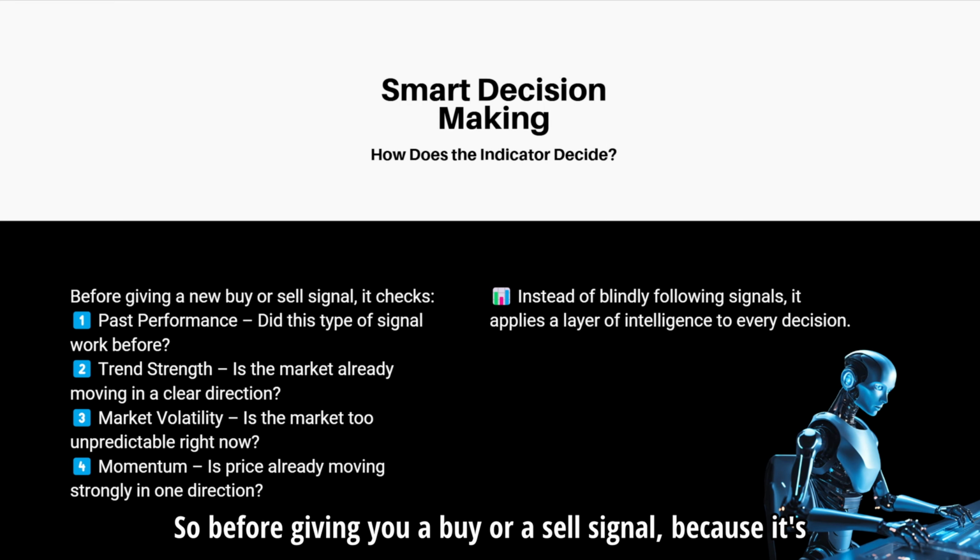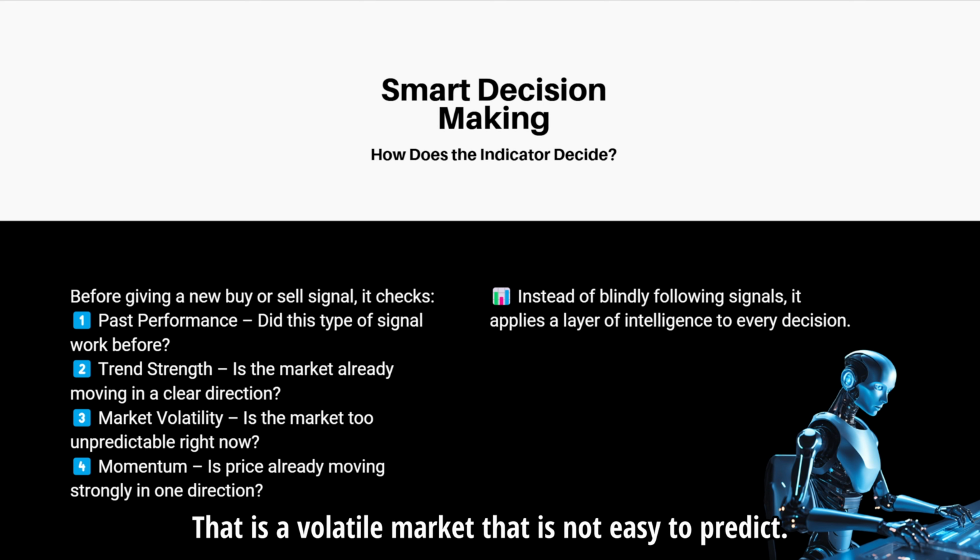Then number 3 is going to be the market volatility. Is the market too unpredictable right now? Are we perhaps spitting out too many signals? If that's the case, if for example, it is 50% confident that we will have a bullish trend and also 50% confident that we'll have a bearish trend, well, it's not going to decide to give you a signal. It's rather going to say, no, because both ends actually seem likely. And that is a volatile market that is not easy to predict.